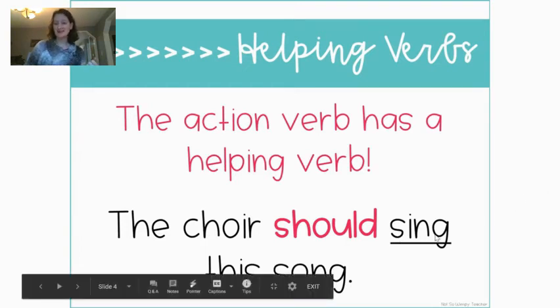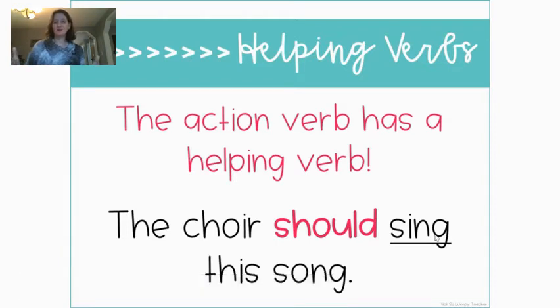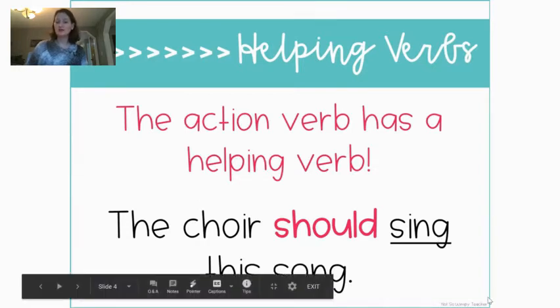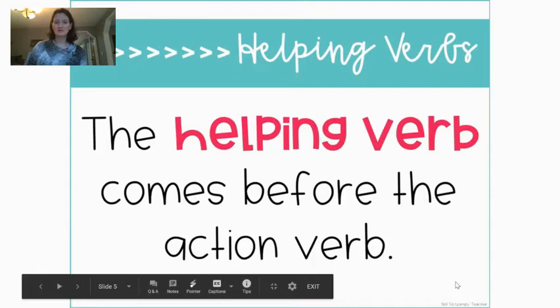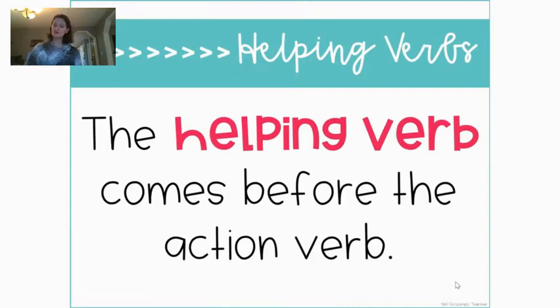If the sentence would just say, the choir sing this song, we don't know, did they sing this song? Will they sing this song? We don't know much about it. So we need that helping verb to tell us more about the sing action verb. The helping verb that we have here is should. The choir should sing this song. That gives us some more information about the time that they should sing and what should be happening. So a helping verb or an auxiliary verb comes before the action verb.